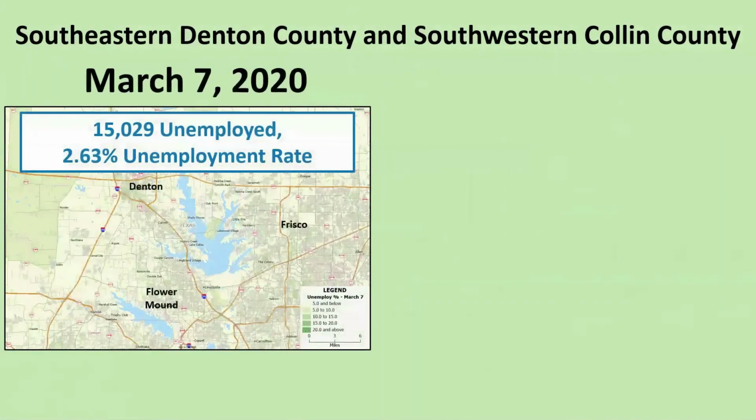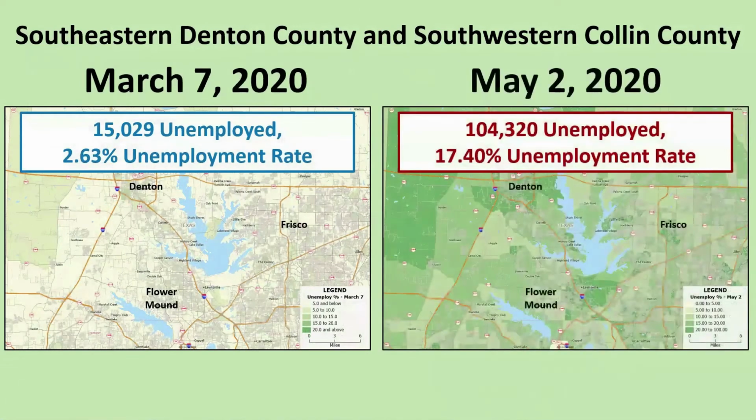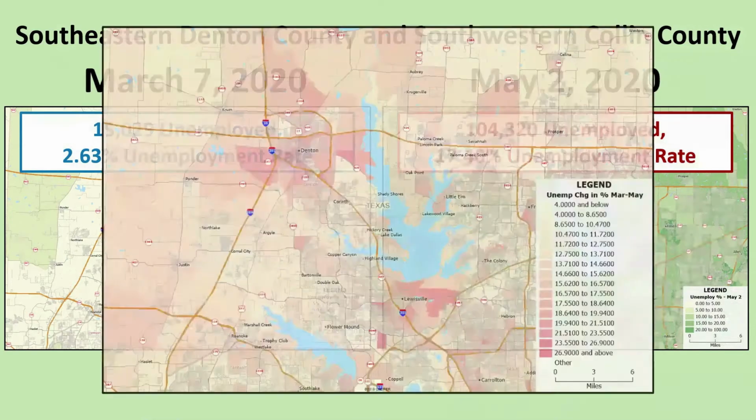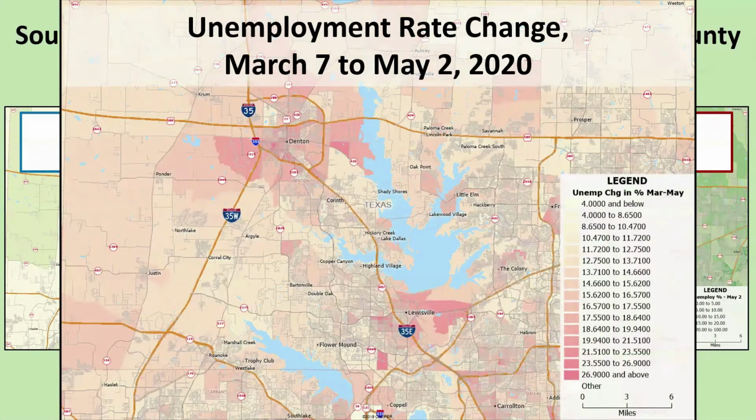So we're looking here at southeastern Denton County, southwestern Collin County, going from March 7th to May 2nd. You all know the story, going from the economy in normal times to the economy under extreme stress, tremendous crisis. And of course, knowing the endpoints, we can also fill in the change in between. So unemployment rate change made possible by simple GIS analysis, neighborhood by neighborhood across Denton and Collin counties.